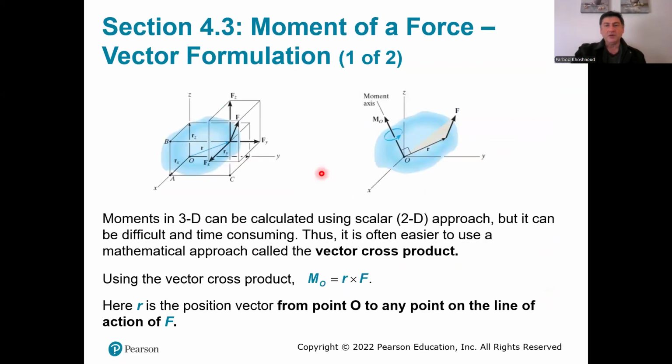We can use the cross product for any kind of moment calculation due to a force. In this case, if we want to calculate the moment about center O, that would be the cross product of the distance from the point where we are calculating the moment to the force, cross product the force vector. So the moment about O is R, the position vector, cross product F.